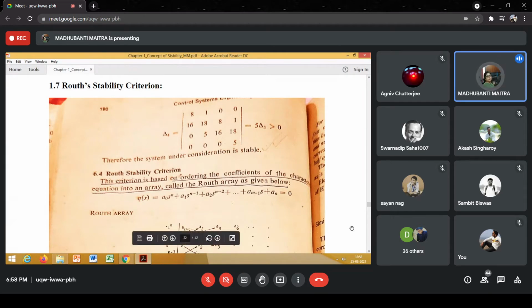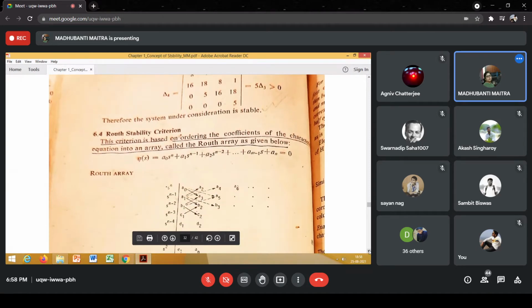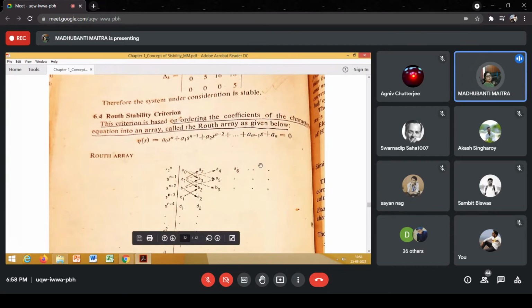Now we'll have to learn how to form the table. Now this is the look of the Routh's table, the complete Routh's table.